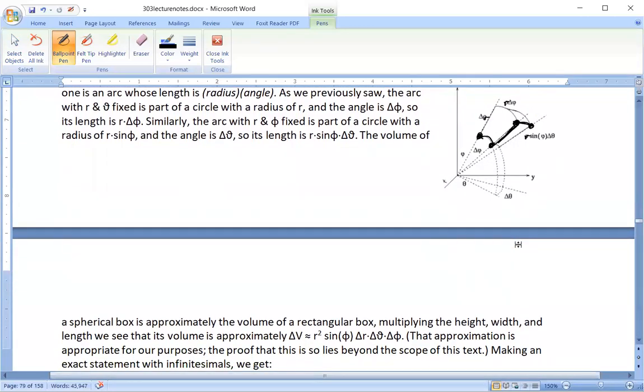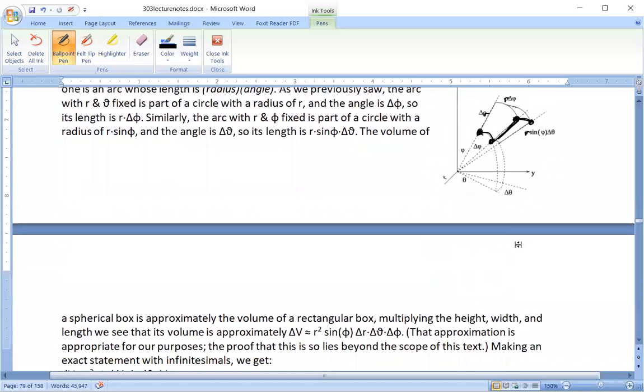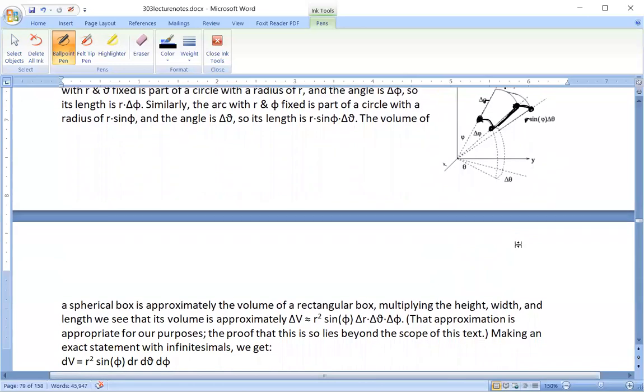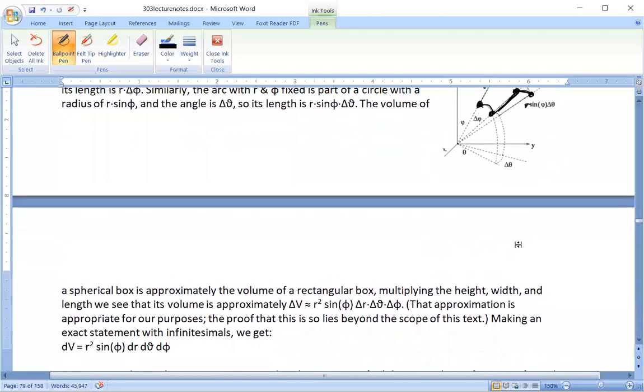So just like with polar coordinates, the fact that we can take these rounded things and approximate them as straight is true, but proof of that is beyond the scope of our discussion. So we can now turn this approximate statement into an exact statement using infinitesimals, and we get dV equals r squared sine phi dr d theta d phi. So that is the conversion formula for differentials.